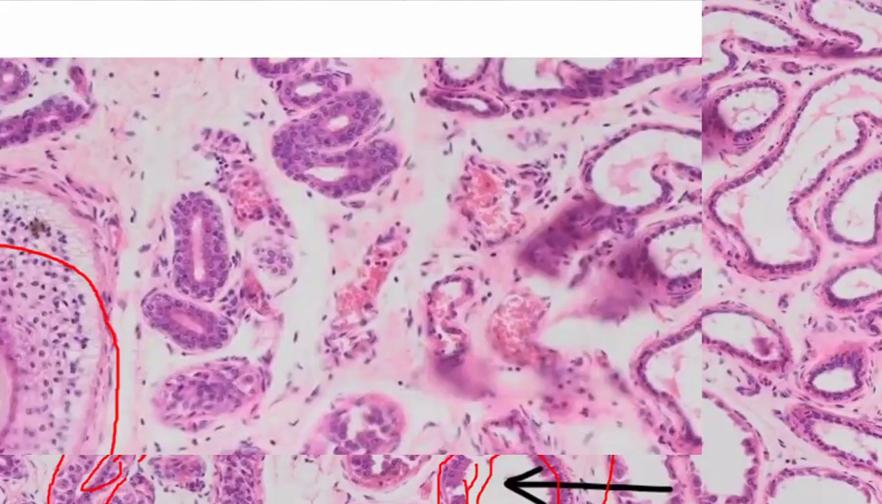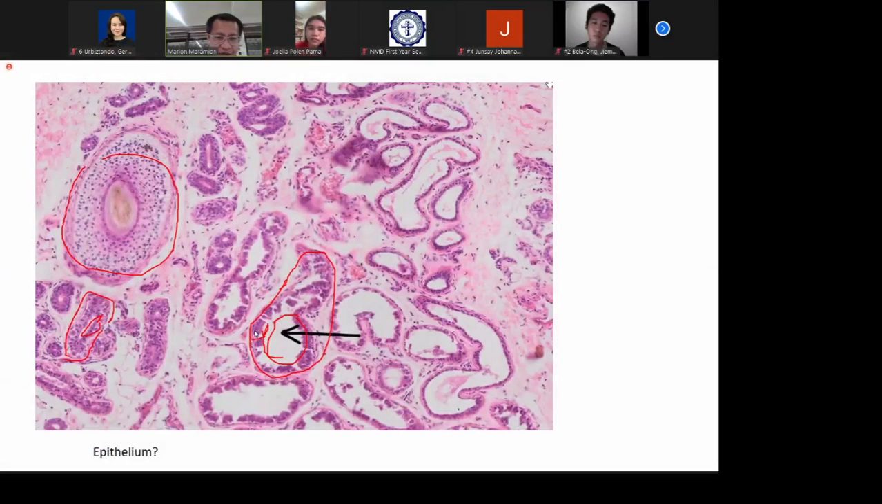Okay, both types are lined by simple columnar epithelium. Okay, simple columnar epithelium. That should be the answer. However, the epithelial cells of the secretory portion of the apocrine sweat gland appear to be much taller than those lining the eccrine secretory portion. And then if you will shift to higher magnification, you will be able to see the characteristic color of the cytoplasm of the secretory cells of the apocrine sweat gland.